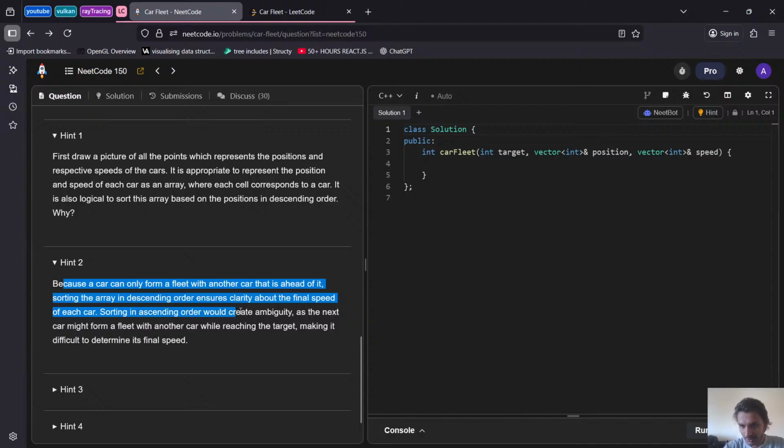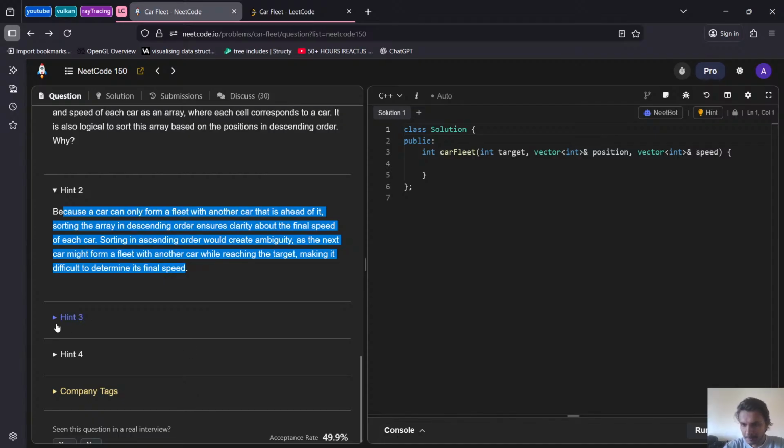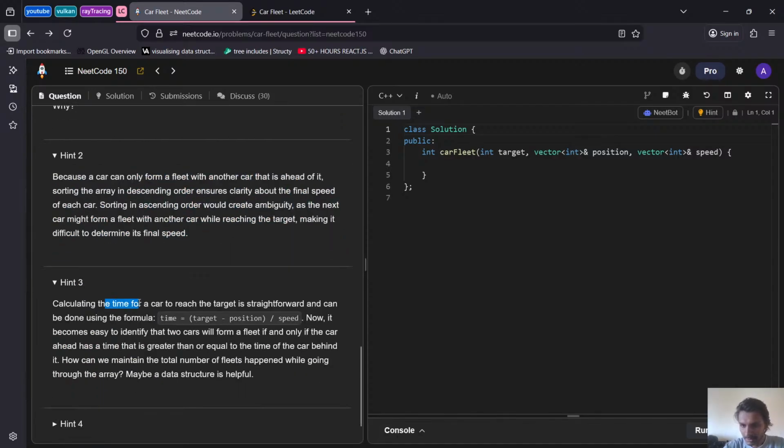Sorting in ascending order would create ambiguity, as the next car might form a fleet with another car while reaching the target, making it difficult to determine the final speed. Calculating the time for a car to reach the target is straightforward and can be done using a formula: time is equal to target minus position, divided by the speed.